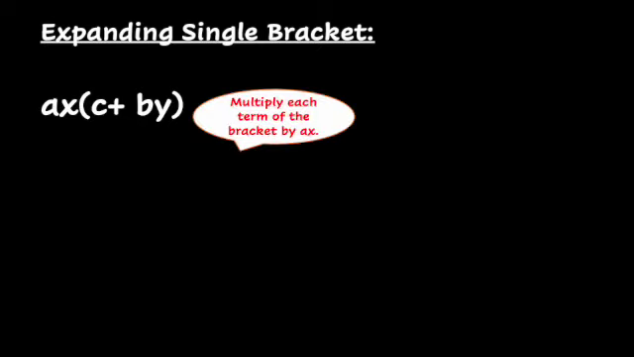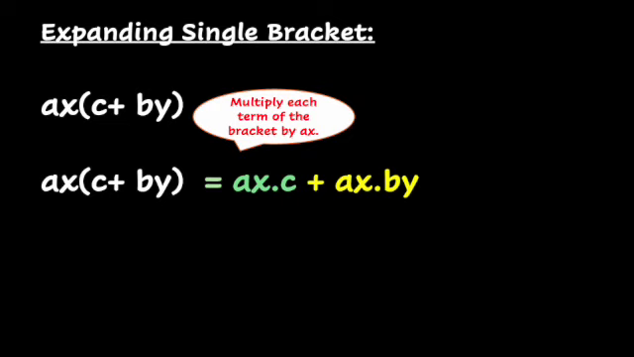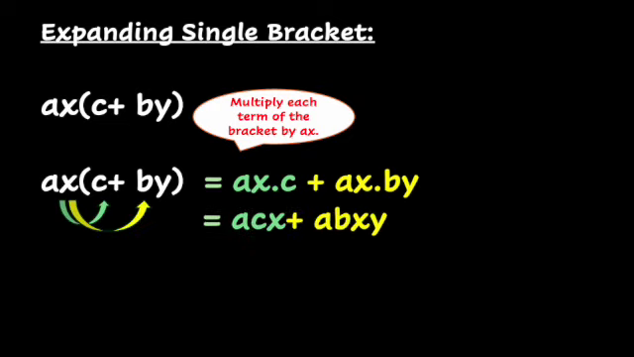Let's consider expanding single bracket first. We have ax times c plus by. So we multiply each term of the bracket by ax, which is outside the bracket. So when we do that, we get ax times c plus ax times by, and final result is acx plus abxy. So this is how we open the bracket.